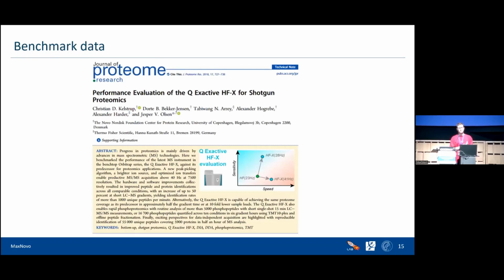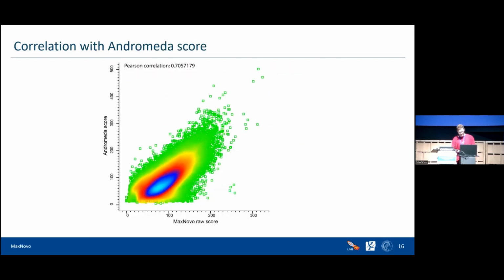So in order to assess how MaxNovo performs in identification accuracy, we made a series of benchmarks on the single-shot and fractionated HeLa data. Firstly, we checked how well the raw score is correlated with Andromeda score. And we see a good value of 0.7, which means that raw score, the same as Andromeda, is good in retrieving full evidence from a single MSMS spectrum.